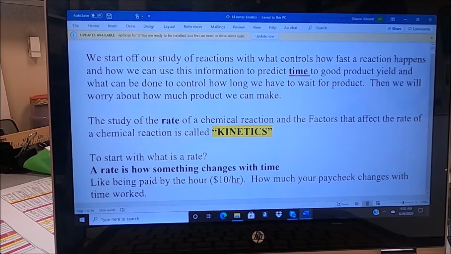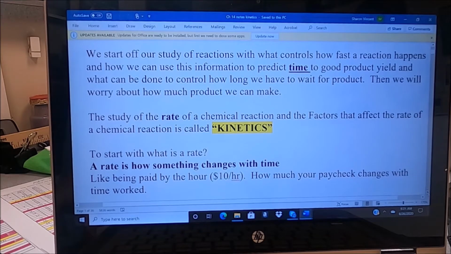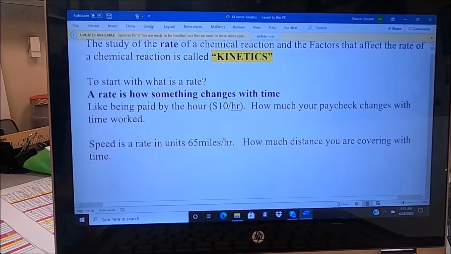We want to predict how much product we can get as time goes by. So how long do I have to wait to get this much product? How long do I have to wait to get this much product? The study of the rate of a chemical reaction and the factors that affect it is called kinetics. Kinetics is the study of a rate.